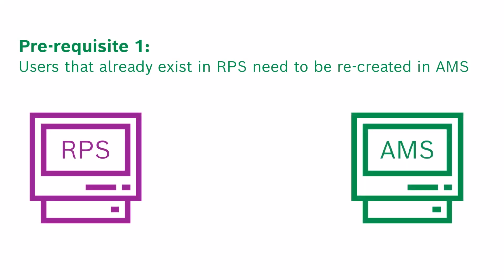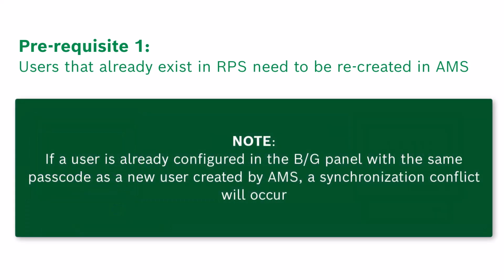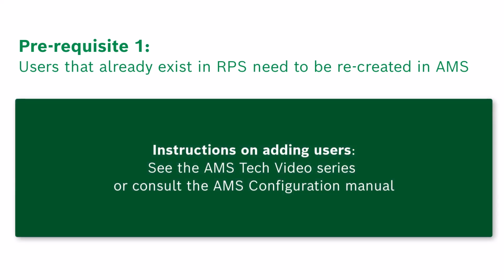Prerequisite number 1. Any users that already exist in RPS need to be recreated in AMS. After the integration, new users should only be created in AMS. Note, if a user is already configured in the B/G panel with the same passcode as a new user created by AMS, a synchronization conflict will occur. The user that was created on the panel then cannot be deleted.